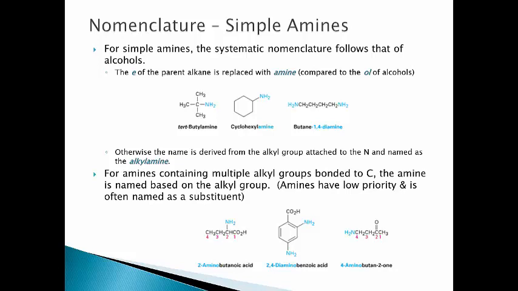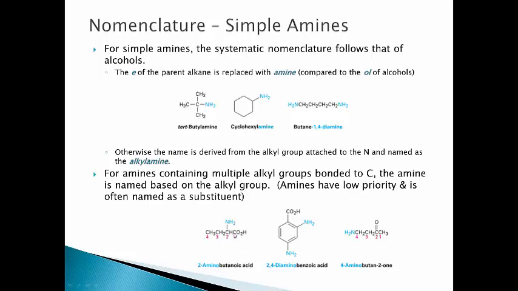Okay, so if it isn't the parent group, you do the N substitution. So you write N and then you put it out the front. So it's an N-alkyl amine. So we'll see some examples of what we mean in a minute. Okay, so for amines containing multiple alkyl groups bonded to carbon, the amine is named based on the alkyl group. Okay, so now we have it where it's not the highest priority and we call it amino.